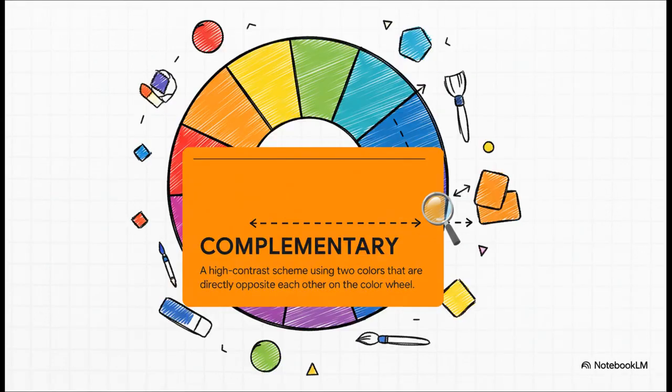unified. But what if you want something that really stands out? For that, you want a complementary scheme. You take two colors that are directly opposite each other on the wheel. This creates the most contrast you can possibly get, and it makes both colors look way more intense and vibrant when you put them next to each other. It's a combination that really pops.